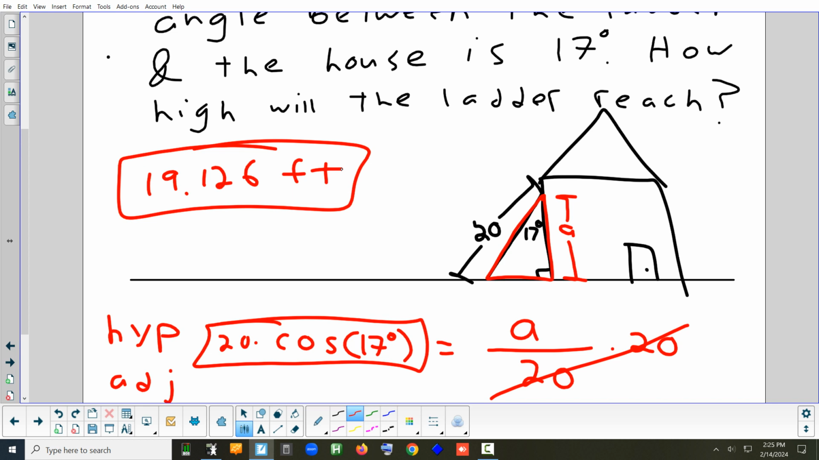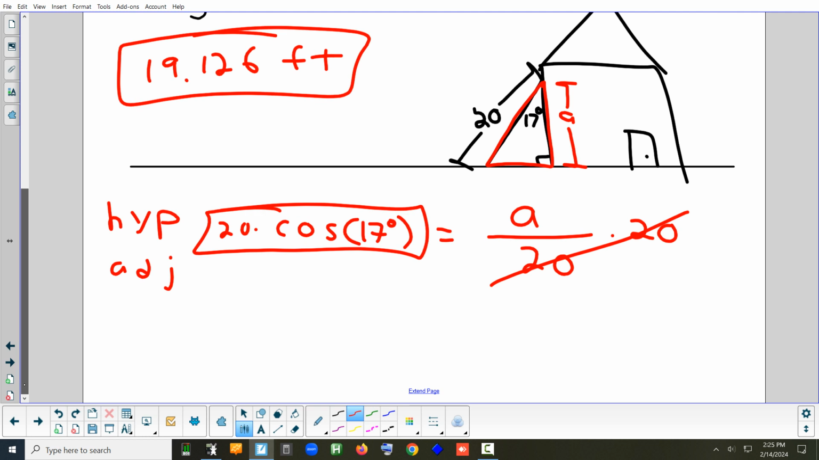So any questions on that? I think that pretty much wraps up 4.2.